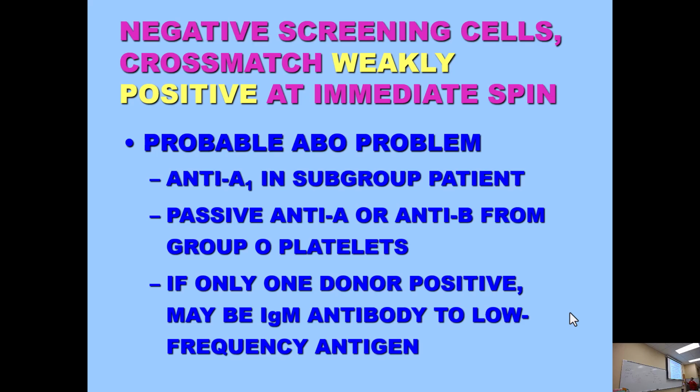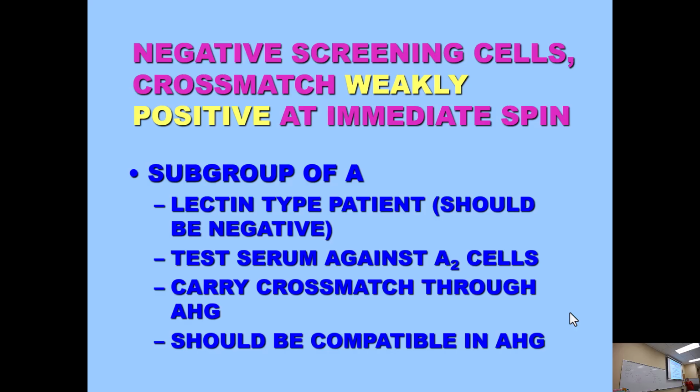It could be passive anti-A or anti-B from group O platelets. If only one donor is positive, it could be an IgM antibody to a low-frequency antigen. If we have a subgroup of A, we're going to lectin type the patient, which should be negative, test serum against A2 cells, and carry the cross-match through the AHG. Remember I said any issues with any of this, we're going to carry through AHG, and it should be compatible in AHG, because anti-A1 is an IgM, it's a nuisance antibody. All of you that were in that open lab where we did the lectin typing kind of saw what we did.